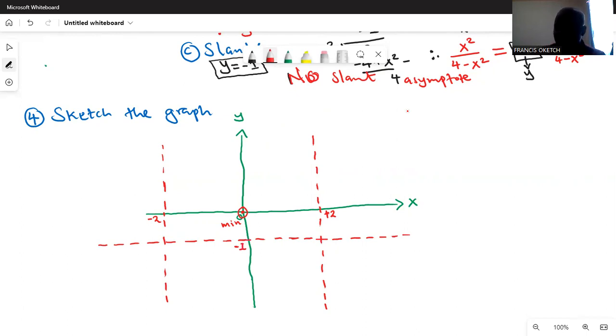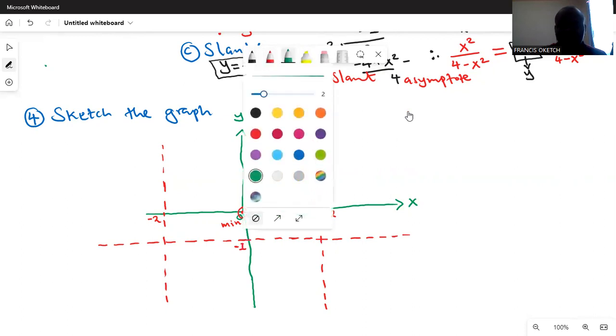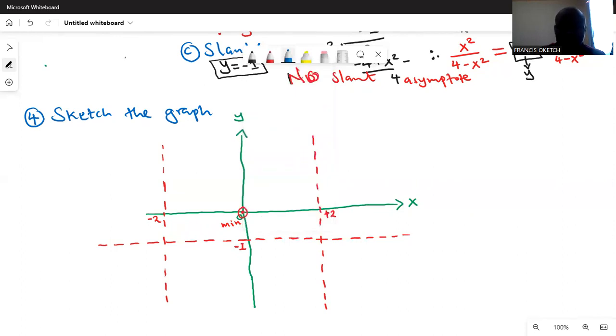So your graph should now look like this. Now let me change the color. I now want to use color blue. Because this is a minimum point, we expect that our curve at that point should be concave up. So it should be something like this. And also at this other side, but it can never meet the asymptotes.